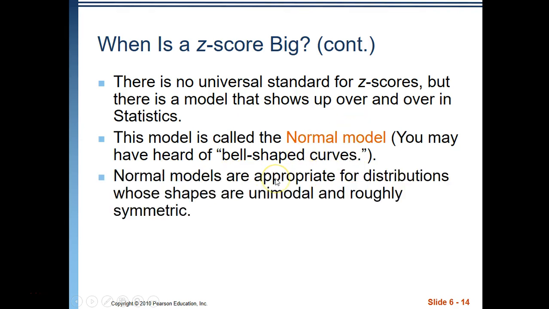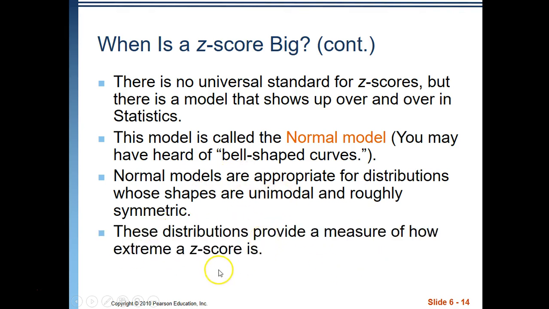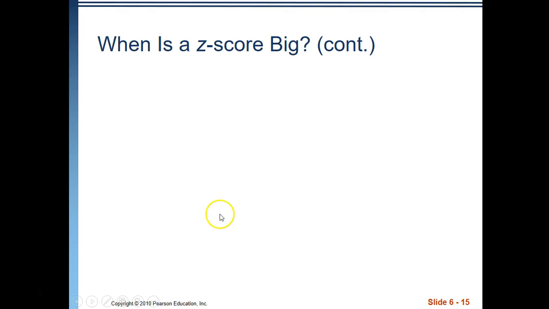And it's like a bell-shaped curve is what we try to get everything to model, that normal model. Normal models are appropriate for distributions whose shapes are unimodal and roughly symmetric. All right, so when they have one lump, unimodal, and they are roughly symmetric. These distributions provide a measure of how extreme a z-score is. All right, the majority of our stuff is happening closer to the inside, and as it tapers off towards the ends, there isn't as much there.